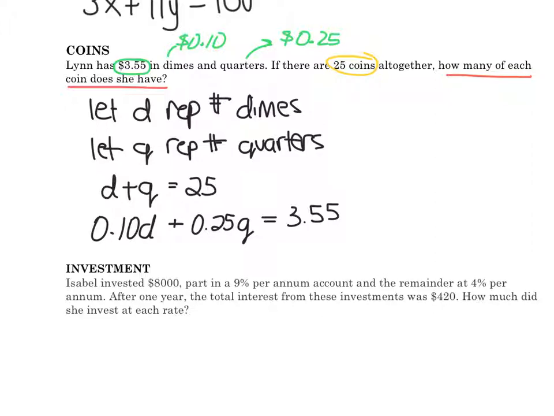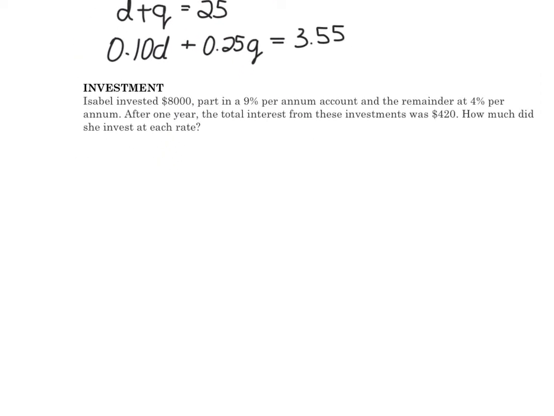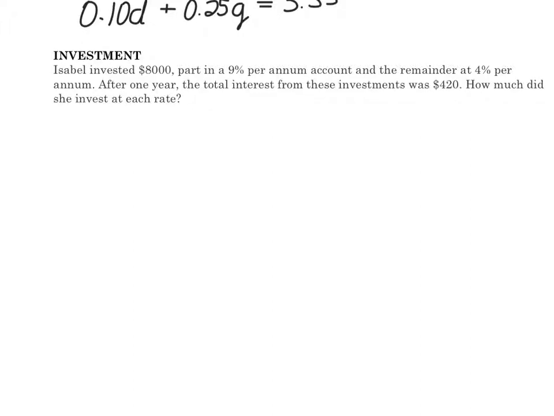Okay, number 3 is investment. Isabel invested $8,000, part in a 9% per annum account and the remainder at 4% per annum. After 1 year, the total interest from these investments was $420. How much did she invest at each rate? So how many dollars were put into the 9%? How many dollars were put into the 4%? So there are the let statements. Let x represent the money, or dollars, at 9%.